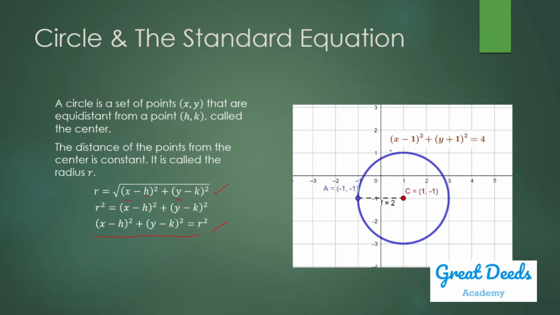This is an example of an equation in standard form for a circle. The square of x minus 1 plus the square of y plus 1 is equal to 4. The center has coordinates (1, negative 1). And the radius is equal to the square root of 4. So this 4 is r squared. This means r is equal to the square root of 4, which is 2.